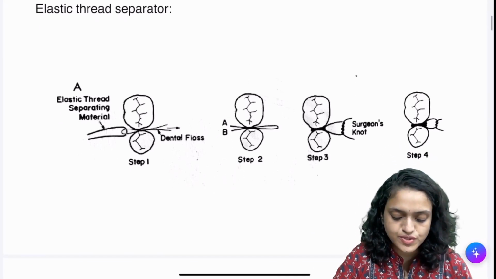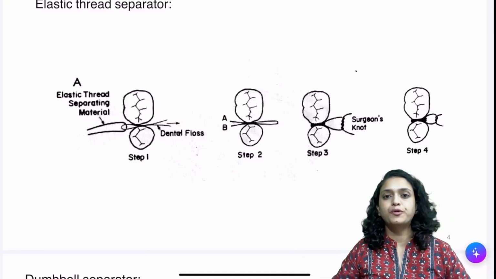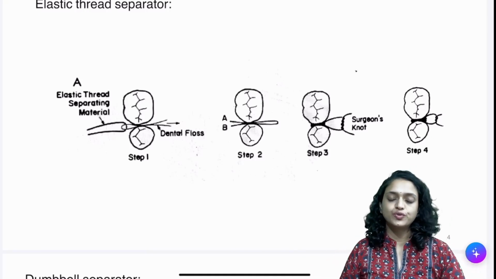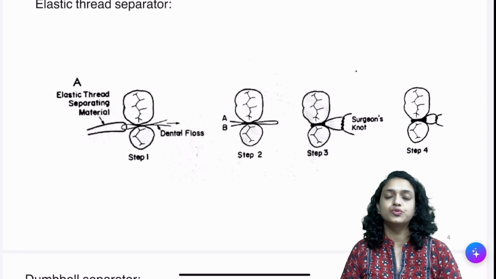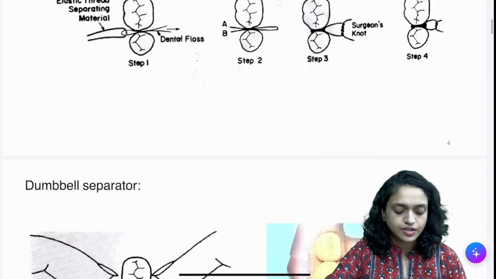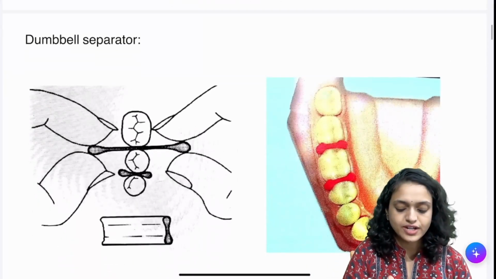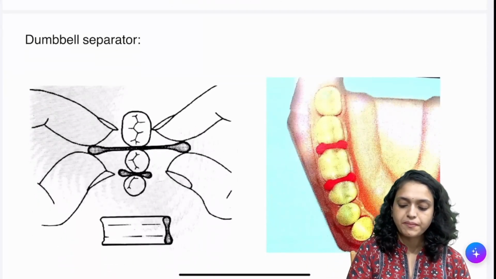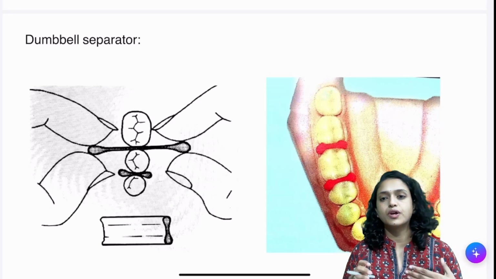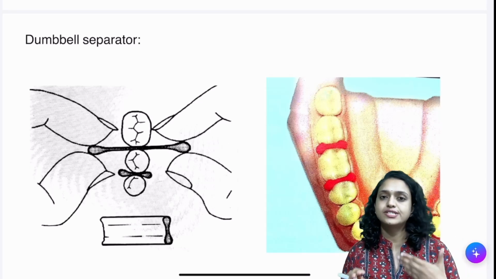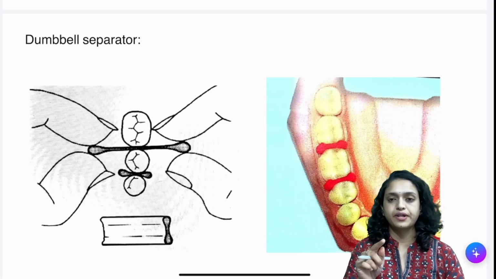So you can also use an elastic thread, put it around and tie a knot between the teeth. This is also one of the earliest techniques to separate a tooth. This is called a dumbbell separator. It's the shape of a dumbbell. It can be placed between the teeth. One of the most common methods of separation nowadays is the elastomeric O-ring separator.